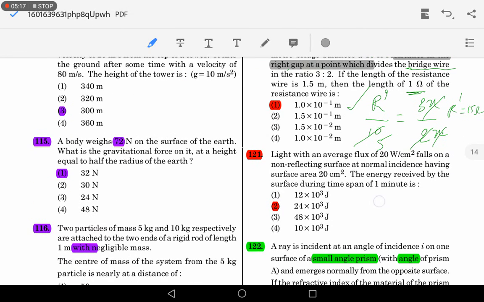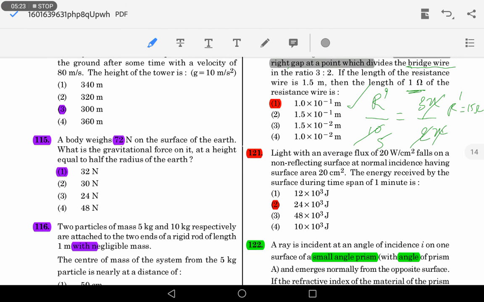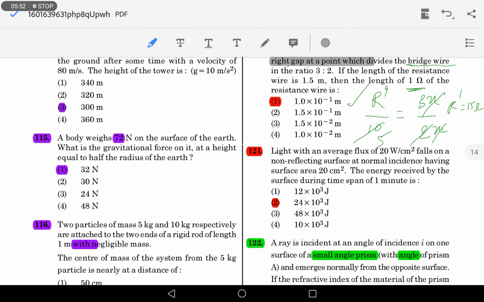So next question, light with an average flux of 20 watt per centimeter square, average flux or intensity both are the same words, falls on a non-reflecting surface. For a reflecting surface you have to consider a multiplier of 2, because it has to take in and give out, so you multiply the entire flux with a number 2. Since it's a non-reflecting surface, there is no worry about multiplying 2. It just transmits or absorbs, so you need not multiply by 2.